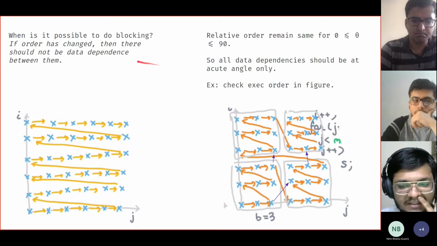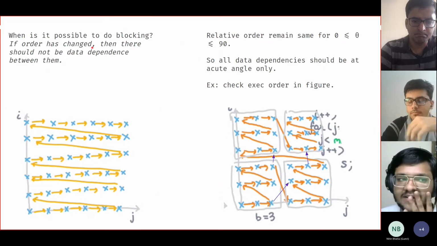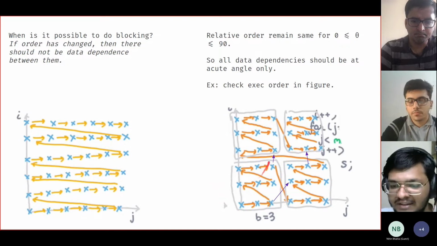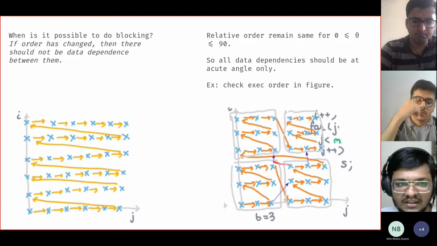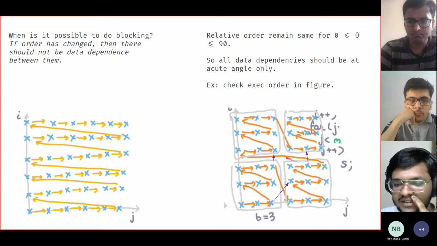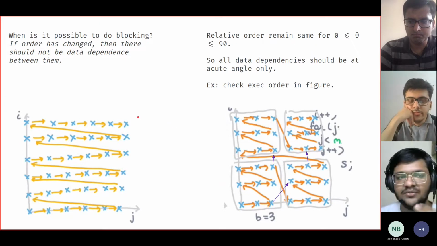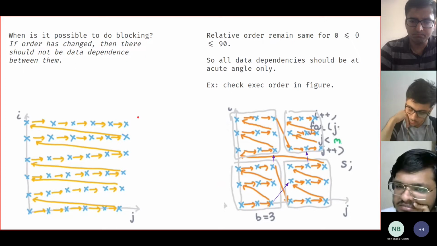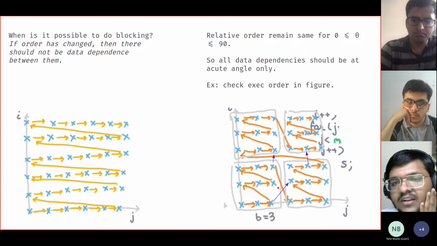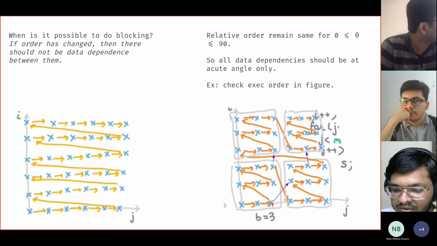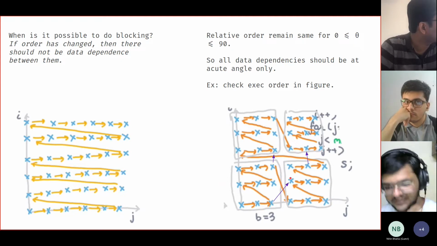So one of the things that we have realized is that whenever the order is going to change in the blocking, there should not be a dependency between them. So we don't want any dependency between them. Let's consider some of the points here. These purple arrows are just to define the set of points here. If we consider these 2 points, they are 0 comma 2 and 1 comma 3.